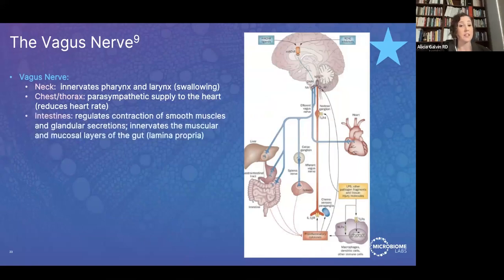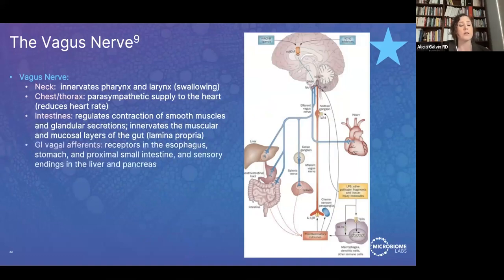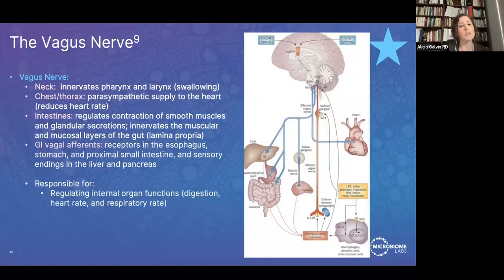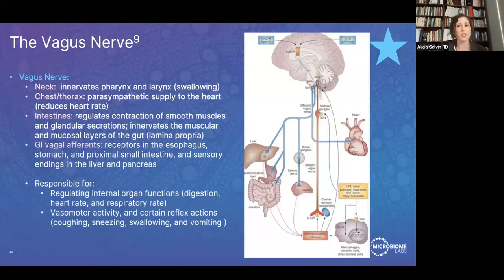It helps with the intestines in terms of regulating the contraction of smooth muscles and glandular secretions. Again, those vagal afferents are coming from the receptors in the esophagus and the stomach and the various GI organs back up to the brain. And it's responsible for things like digestion, heart rate, respiratory rate, and also vasomotor activity, so swallowing, vomiting, or sneezing. So this is why, again, there's a star here, so we'll come back to it.